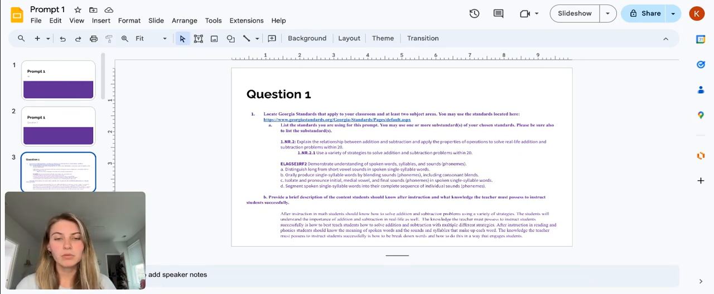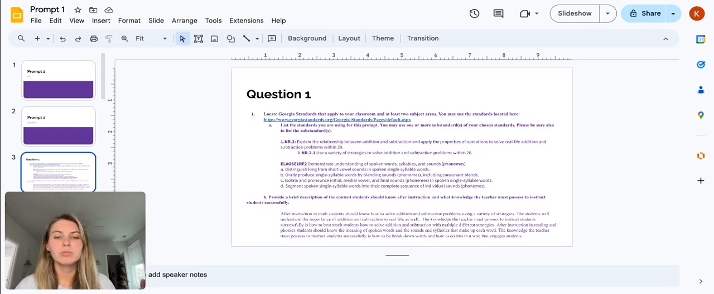My second standard would be to demonstrate understanding of spoken words, syllables, and sounds, phonemes, and that was to distinguish long from short vowel sounds in spoken syllable words, orally produce single syllable words by blending sounds, including consonant blends, and isolate and pronounce initial, medial vowel, and final sounds in spoken single syllable words, and to segment spoken single syllable words into their complete sequence of individual sounds.